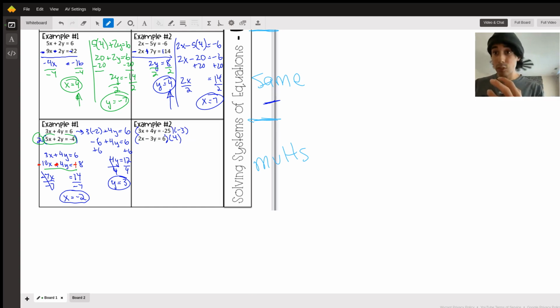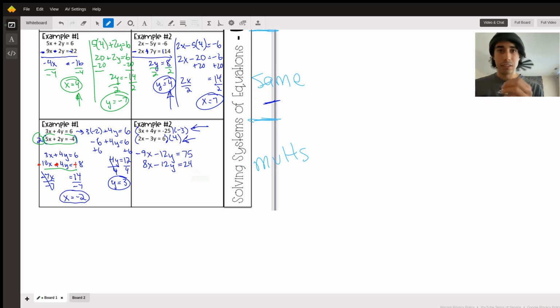Okay, so this is one way of doing it, because watch what happens when I do that. I'm going to write the top equation first. Negative 3 times 3x is negative 9x. Negative 3 times 4y is negative 12y. Negative 3 times negative 25 is going to be 75. Now I'm going to do the bottom one. 2x times 4 is 8x. 4 times negative 3y is negative 12y. 4 times 6 is 24.